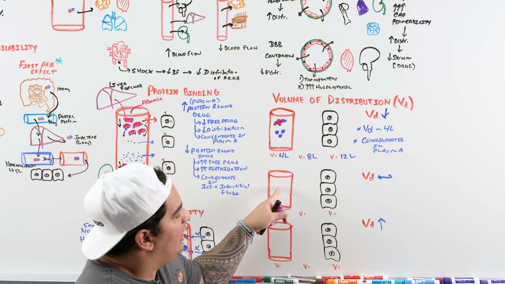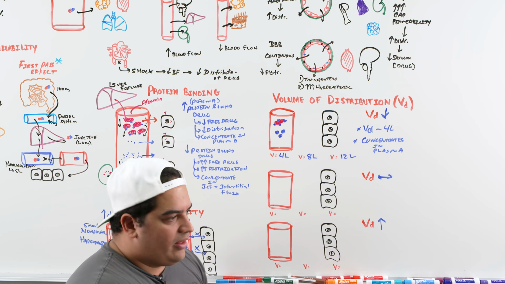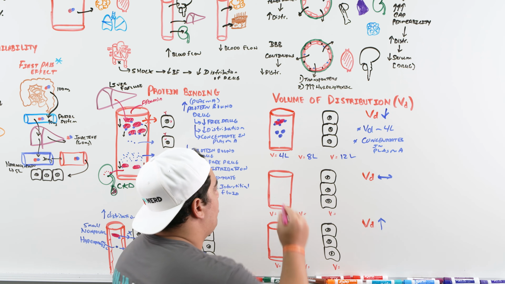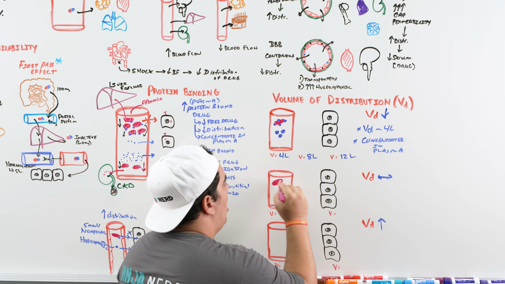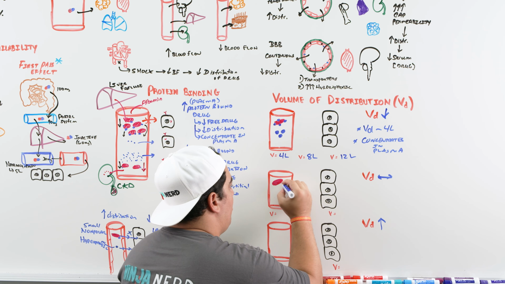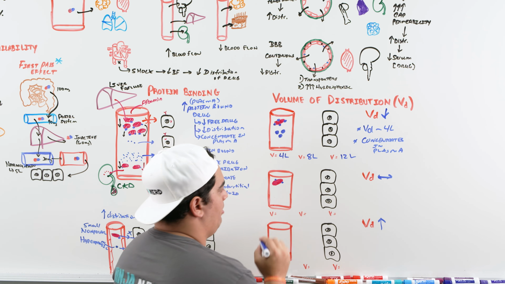Now, if you take for consideration here another thing, let's say you have another drug. This drug, a little bit of it is protein bound, not a ton though. So you have another drug that has some degree of protein binding, but not a ton of protein binding.